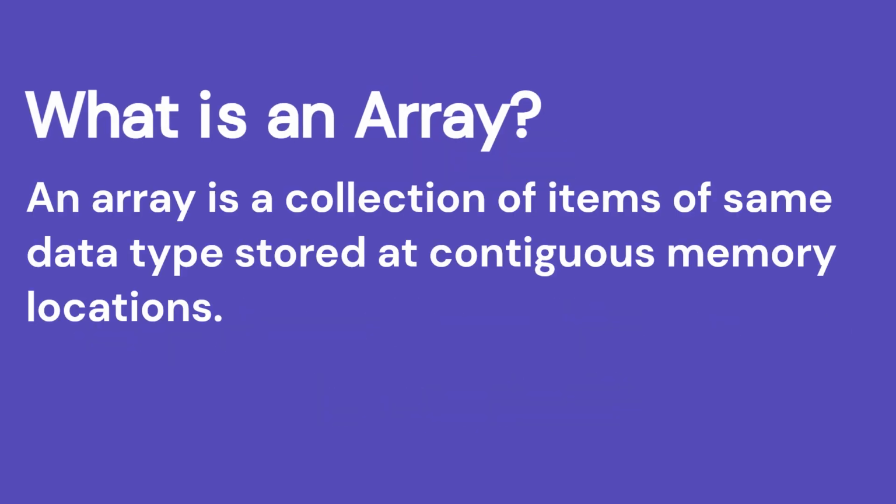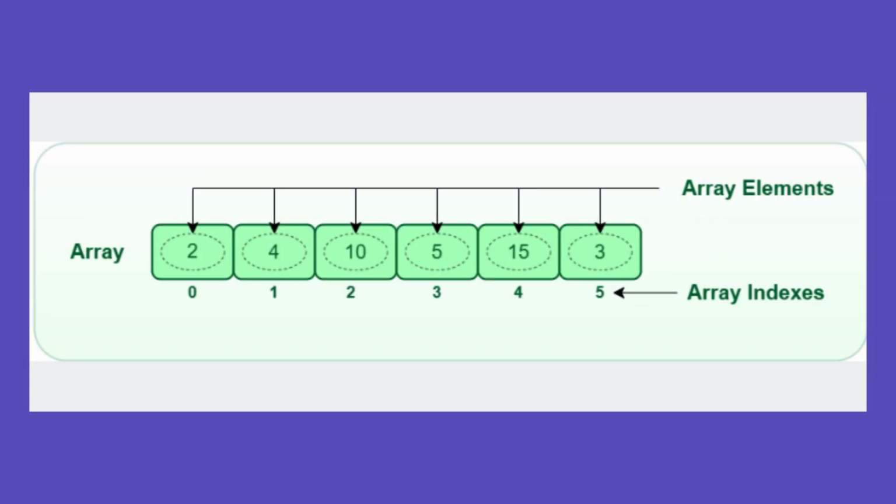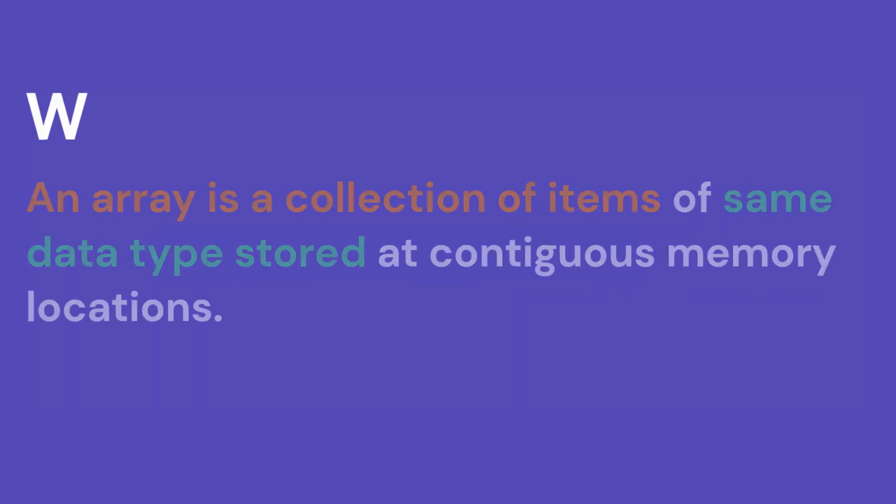What is an array? Array is a collection of items of same data types stored at contiguous memory locations. Okay, let's break down this definition into 3 parts. The first one is, an array is a collection of items. Here we can see an example. We have created an array and stored some integer values like 2, 4, 10, 5. Each and every number is an element of the array.